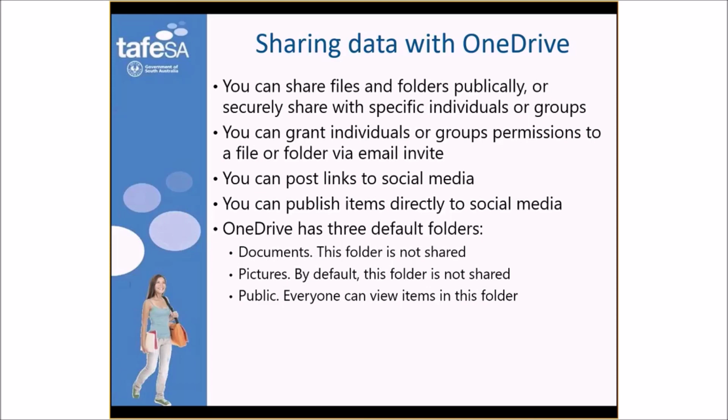You can post links to social media, so you don't have to upload them. You can publish items directly to social media without uploading them to the social media platform. And OneDrive has three default folders: documents, pictures, and public. The public is a scary one if you're not sure what you're doing. Let's say you've configured your camera to synchronize your pictures, and you suddenly drag all the photos in your pictures into public. You've got to be careful, because that means everyone can view it. Let's say you have some photos with your friends or family you don't want everyone to see, don't put it in there. Just be aware of that.